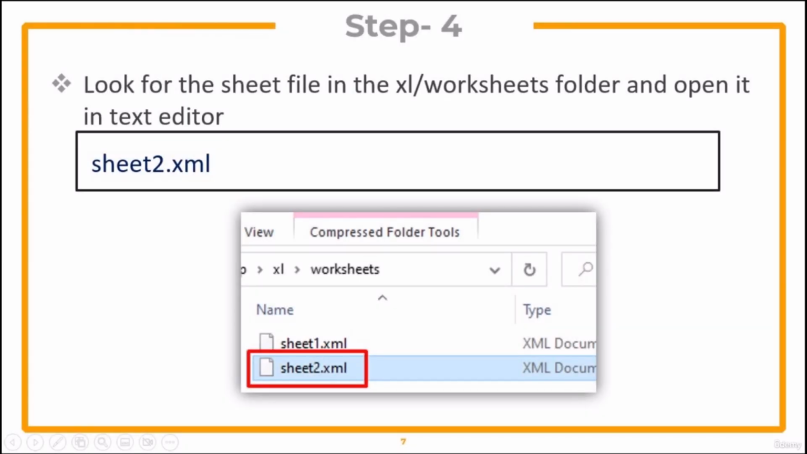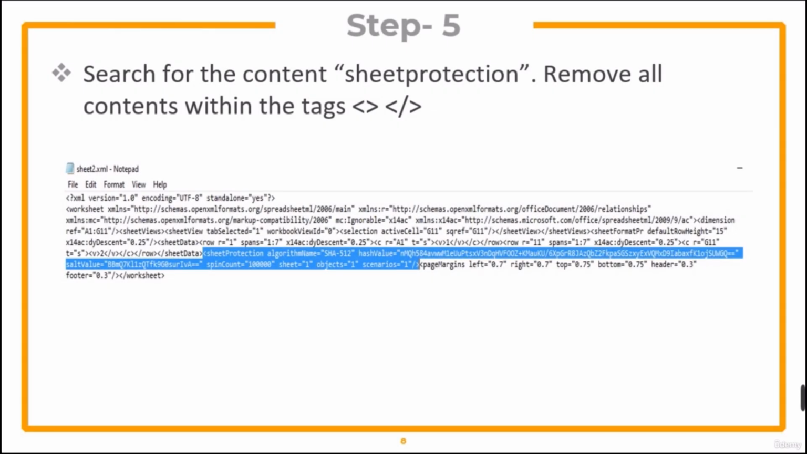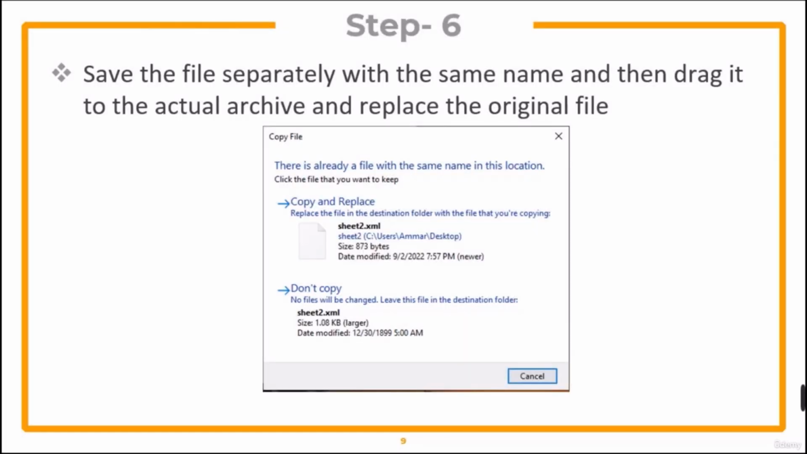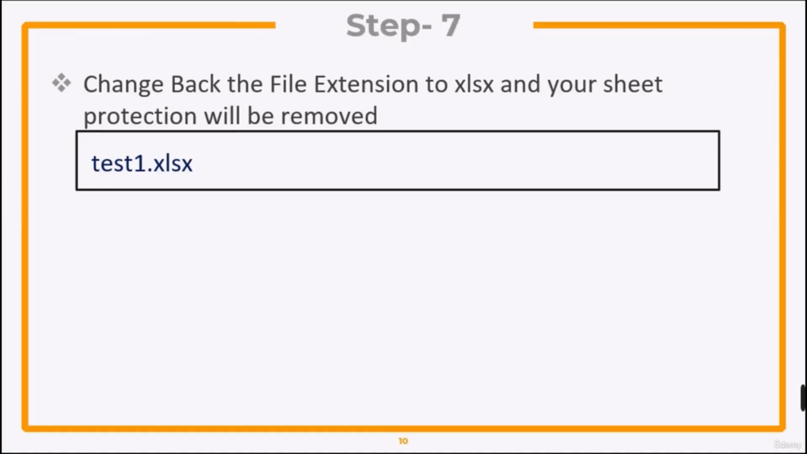Now look for the sheet file in the Worksheets folder and open it in the text editor. Now search for the content sheet protection and remove all contents within the given tags. Save the file separately with the same name and then drag it to the actual archive and replace the original file. Now change back the file extension to XLSX file and your sheet protection will be removed.